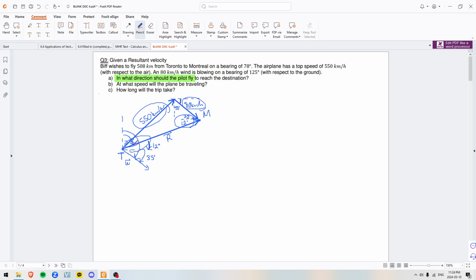which will help me get this angle, and I can answer what the direction of the pilot is. Here we go. Part A. Sine of 47 degrees all over 550 kilometers per hour is equal to sine of, let's call this theta, over 80 kilometers an hour.